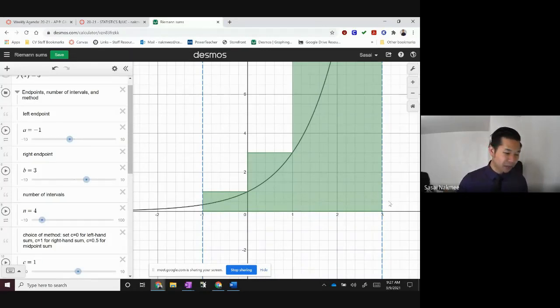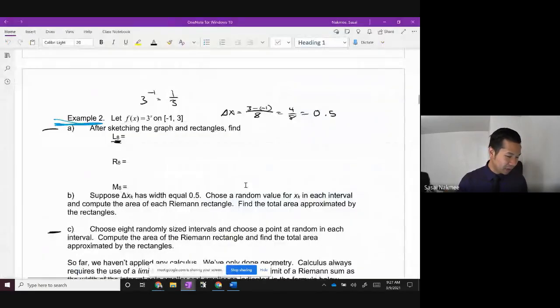If I wanted 4 rectangles, they'd each have a width of just 1. If I wanted 8 rectangles, that's double the number of rectangles, half the size. That's why it came out to be 0.5. And we found out that you can use this simple equation right here to calculate the width of each of these rectangles.